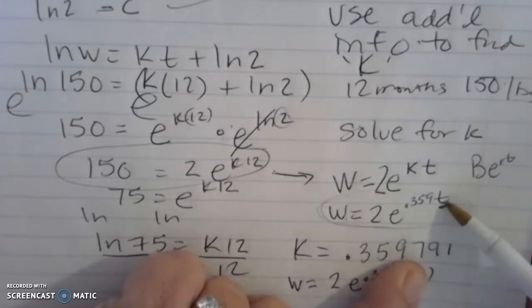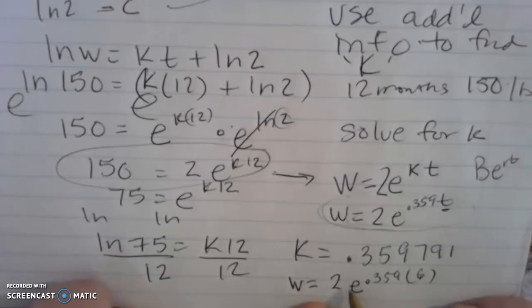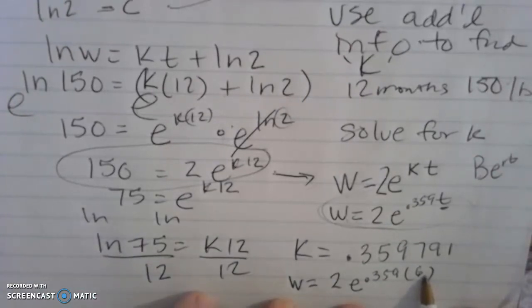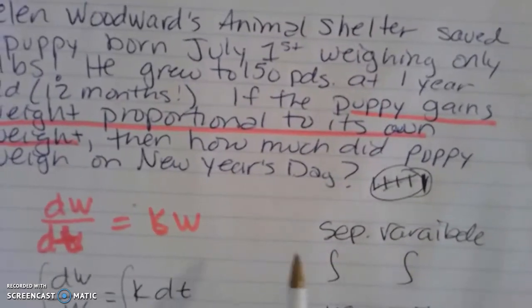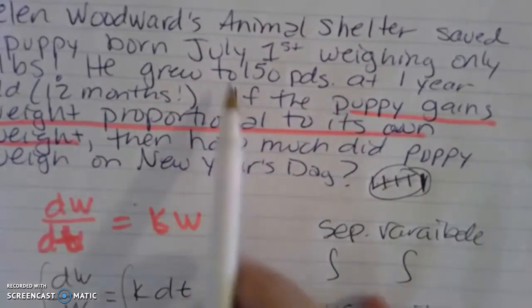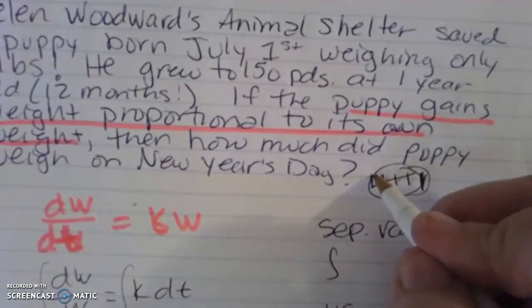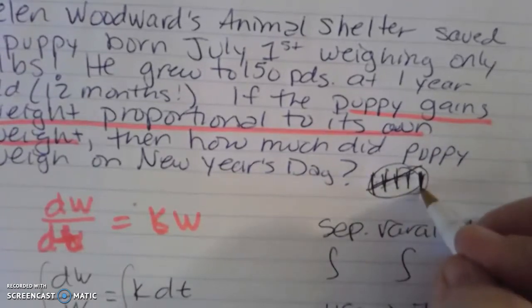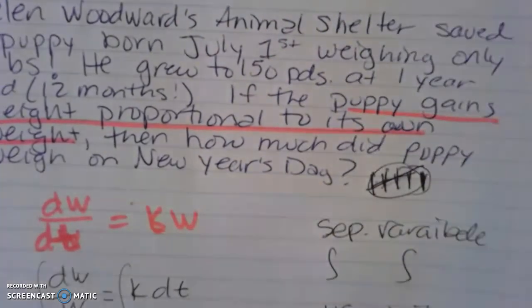And so what I'm going to do is plug in the weight. I'm going to find the weight when time is 6. And time was 6 because if you look back at the problem, we wanted to know how much the puppy weighed on New Year's Day. He was born on July 1st. So I counted out July, August, September, October, November, December, and then January. So that's 6 months. So I'm going to put 6 months into my equation.